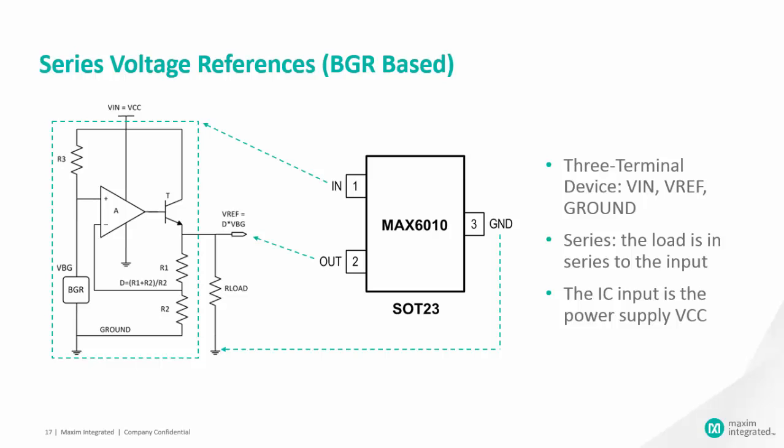Here again, the reference element BGR is buffered from the load by the amplifier A and pass transistor T, allowing for good drive capability. The resistor divider R1 and R2 allows for different values of Vref, including Vref equals VBG when R2 is open, in which case D equals 1.